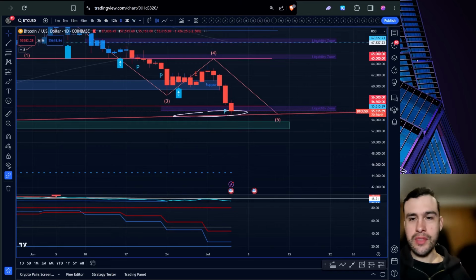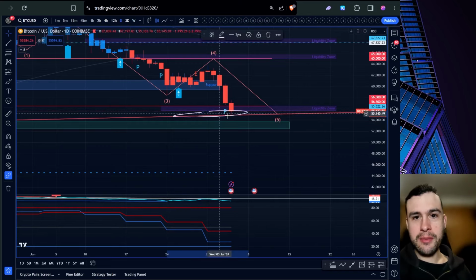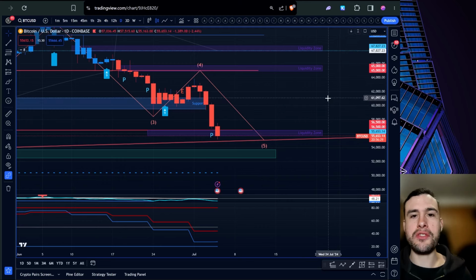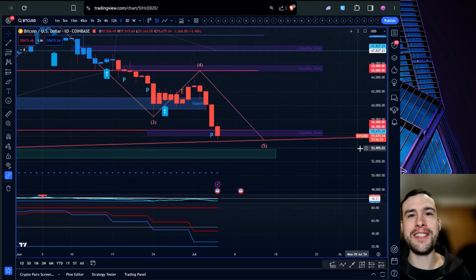Is this the bottom? I think there's a case for it, right? I think there's a case for it. We've got massive bearish sentiment. We've got Germany selling, Mount Gox coins on the move, minor capitulation. I mean, how much more bearish news do you need, right? How much more bearish news do you need for this to potentially be a local bottom?